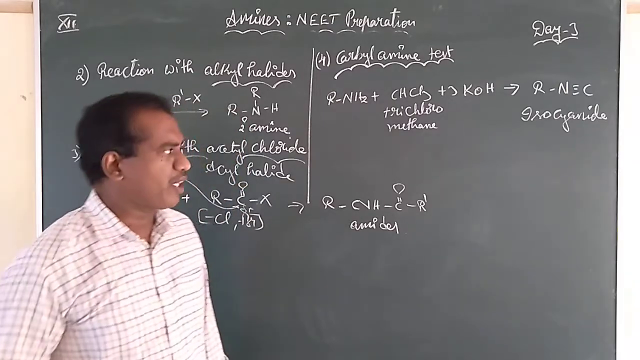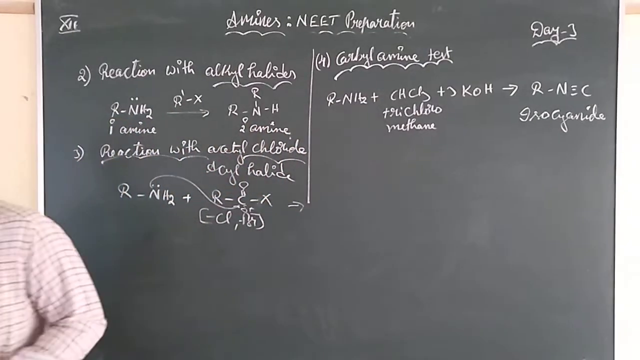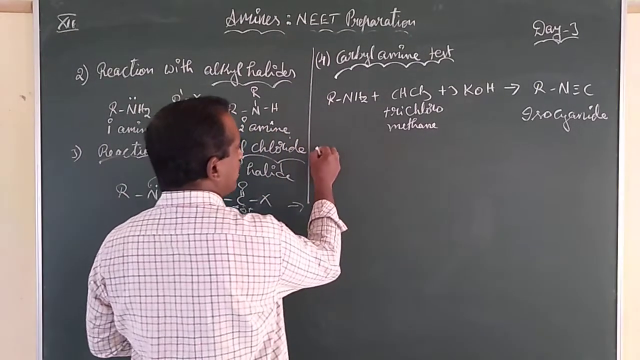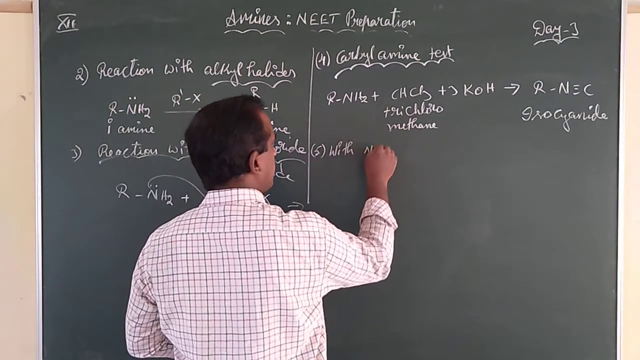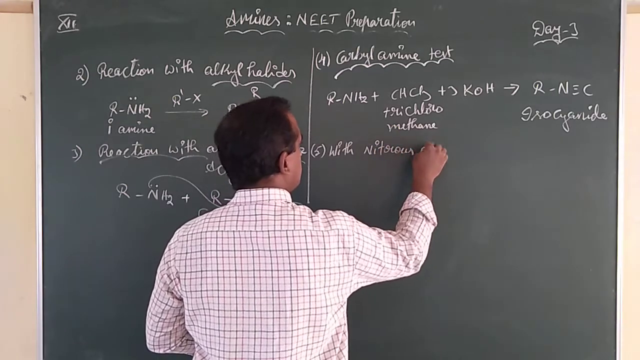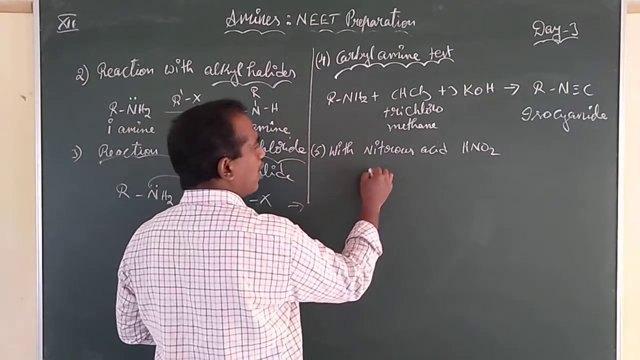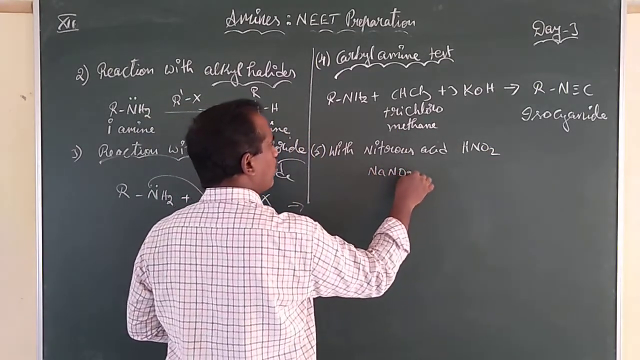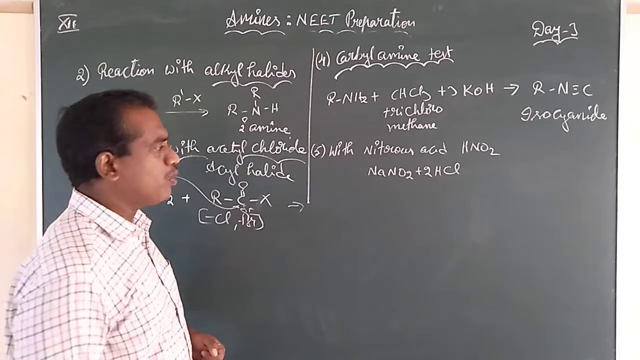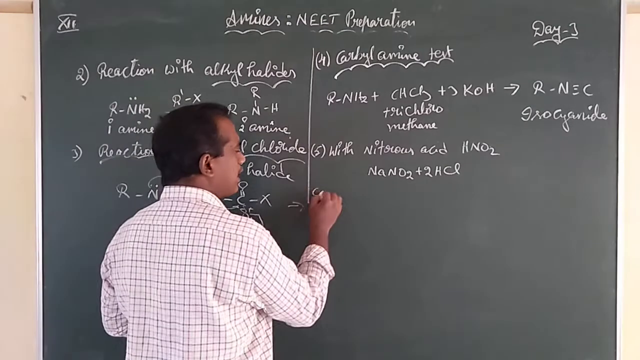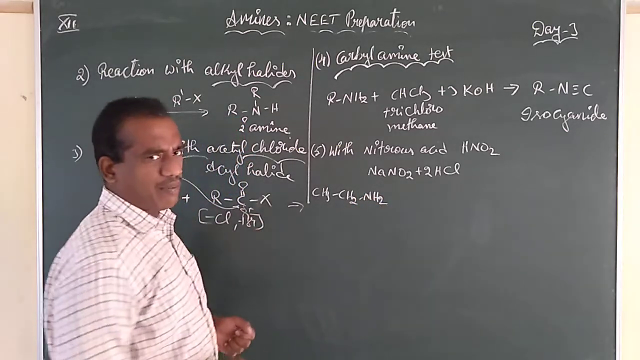But coming to the fifth property. What is the fifth property? Reaction with nitrous acid. The fifth property is the reaction with nitrous acid. Generally, the nitrous acid formula is HNO2, but it is formed by the reaction of NaNO2 in the presence of 2 moles of hydrochloric acid. So, whatever amine is there for you, I am considering an aliphatic amine.